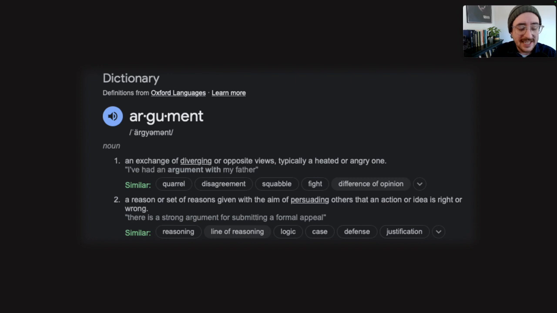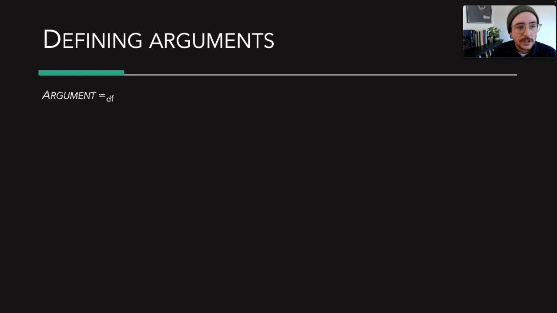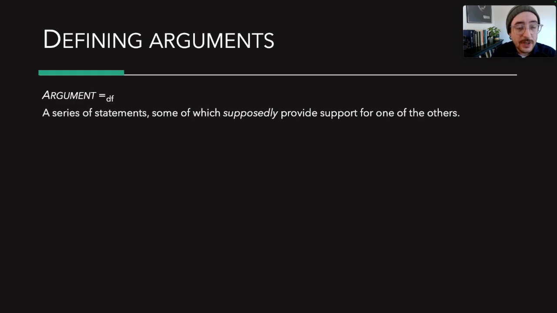But then notice the second definition. It talks about an argument as a reason or set of reasons given with the aim of persuading others that an action or idea is right or wrong. Now that definition seems to go much better with those other ideas that you associate with argument, things like evidence or belief or reasons or reasoning. And this second definition is much closer to the way that we're going to be using argument in this class and the way that it's actually used in most academic subjects. So an argument is just a series of statements, some of which supposedly provide support for one of the others.